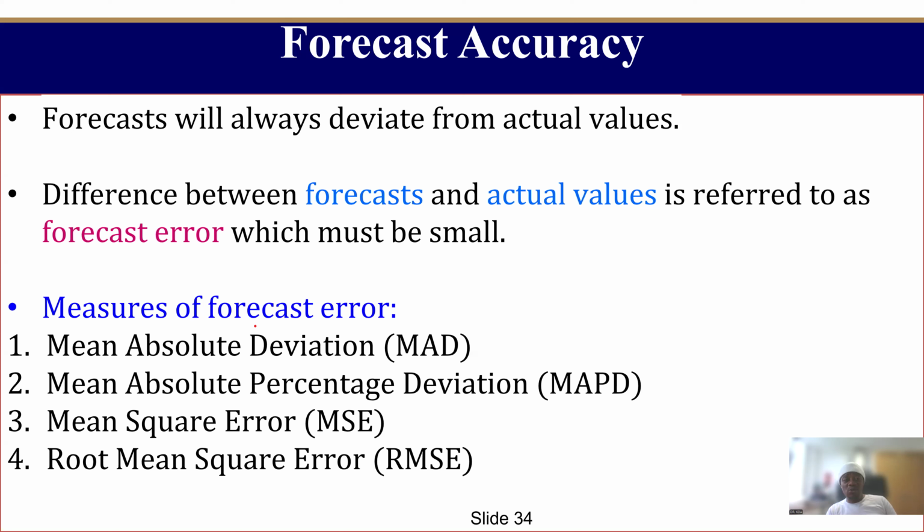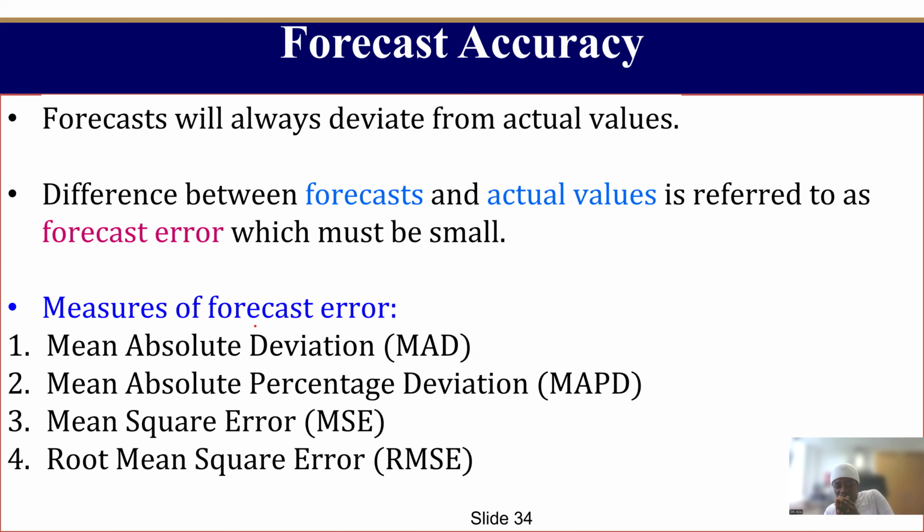Well, there's something we use which is known as forecast accuracy. Forecast accuracy will tell you how the actual values deviate from the forecast value. We are looking at the difference between the forecast and the actual, okay?